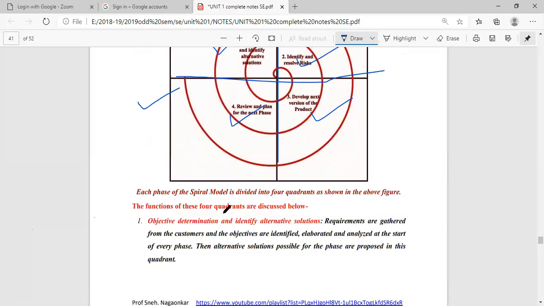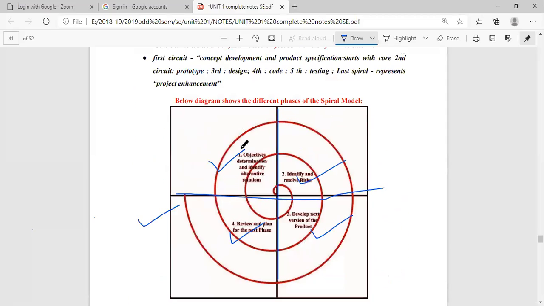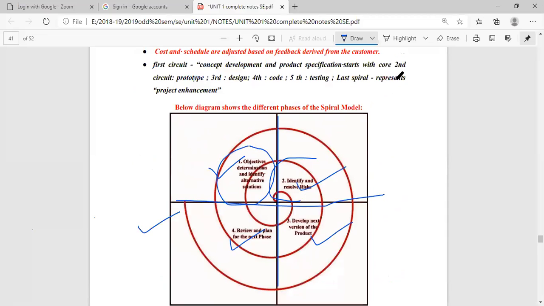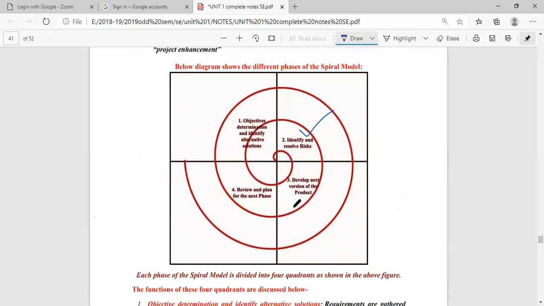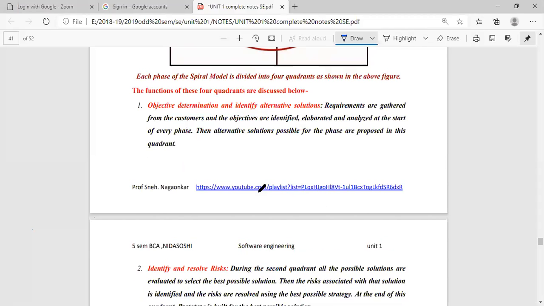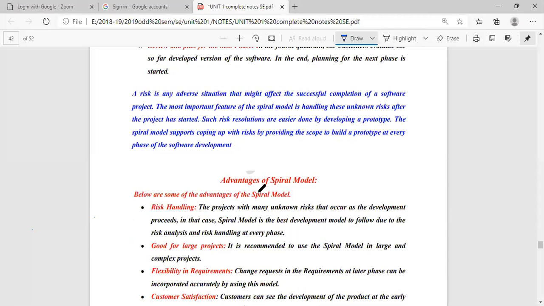So, explanation of the quadrants. In the first quadrant, what will you do? Here you will decide the objectives, and here you will go for designing. In the second quadrant, you will go for coding and you will go for testing. And after coding and testing, you will decide whether to develop the next version. So you can explain all these phases, right?